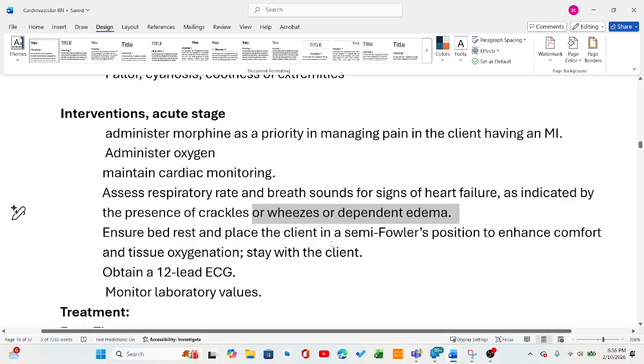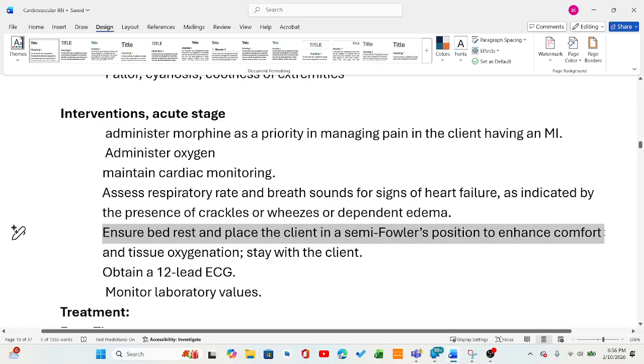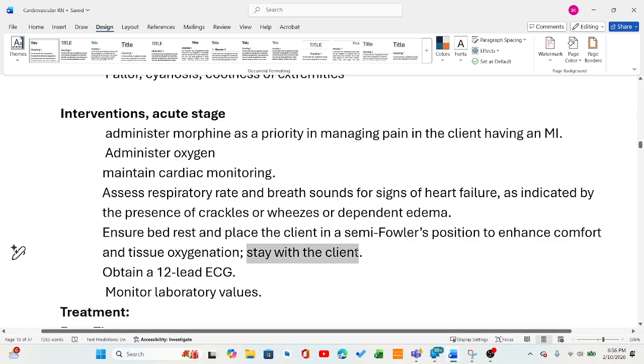So when the person is having a myocardial infarction, again, we want to make sure that the person's oxygen demand will not be increased, and therefore you want to ensure that there is bed rest. You place the client in a semi-Fowler position so that the lungs can easily expand and you can get more oxygen. So please take note of this. It's very, very important. Oxygen, oxygen, oxygen. Anytime you have a patient that is having a myocardial infarction or you suspect them having an MI, you always want to stay with them at all times.